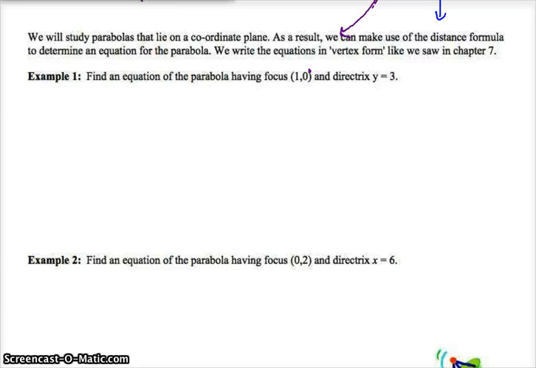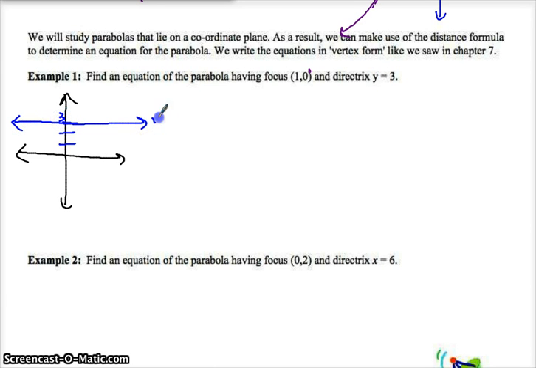Okay, the other thing is I like to graph. So example number 1. It says find an equation of a parabola having focus (1, 0) and having directrix y equals 3. Okay, so my directrix is y equals 3, so that's a horizontal line going through 3 on the y-axis. So this is my directrix. Then I look at my focus. My focus is at (1, 0), so this is my focus. Now already I can see my parabola is going to open down, right? Because my directrix is above the focus, therefore my parabola will open down.